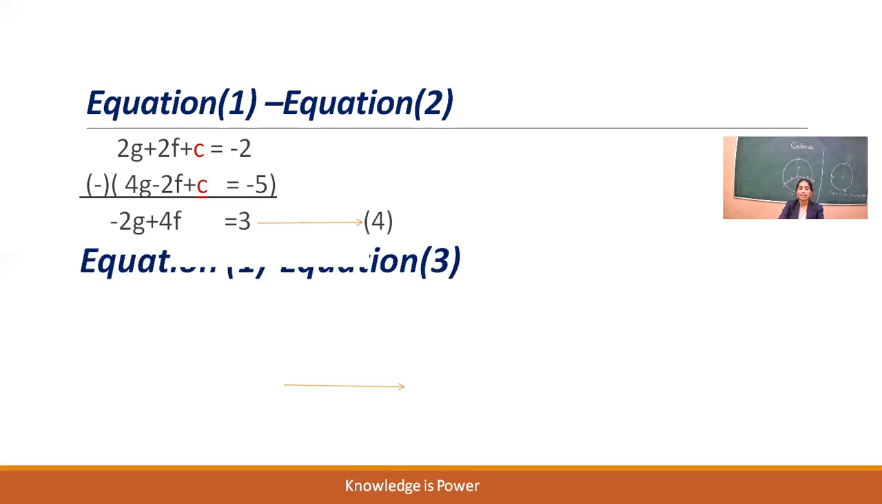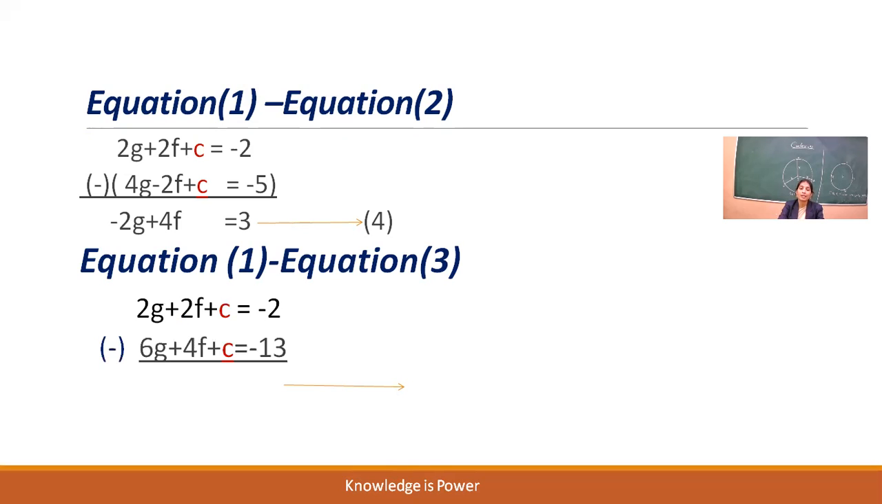Equation 1 minus equation 2 gives us equation 4 in terms of g and f. Similarly, let us take equation 1 minus equation 3. You can also do equation 2 minus equation 1, or equation 2 minus equation 3. It doesn't matter. Okay, equation 1 minus equation 3. Write the first equation, under which you write the equation 3. Do not forget to change the sign of the second equation when you subtract. C gets cancelled, and you'll get an equation in terms of g and f. Let it be equation 5. If you observe, equation 4 and equation 5 are exclusively equations in g and f. Solve the equations 4 and 5 in any of the methods you are comfortable with and obtain the values of g, f.